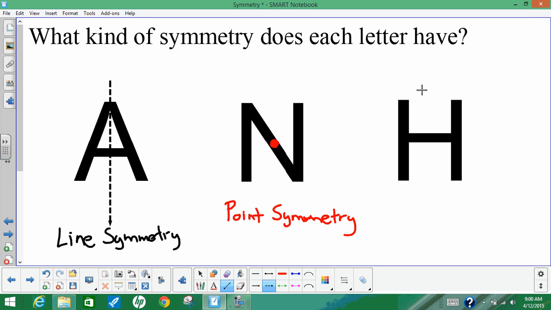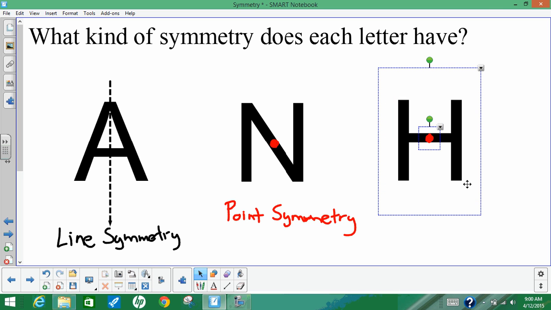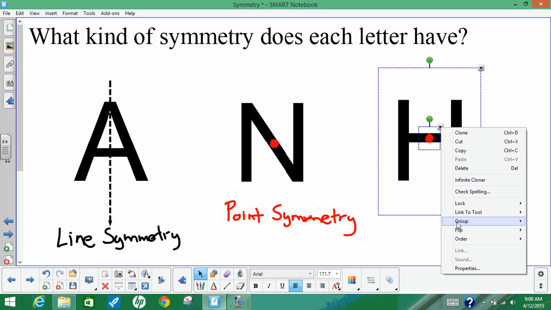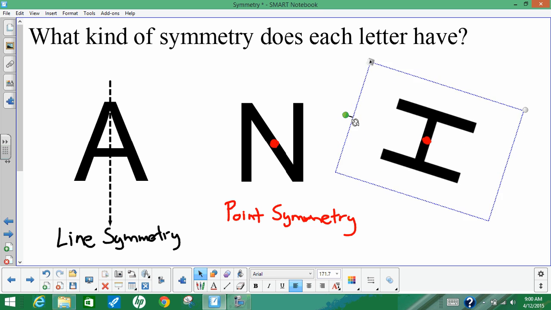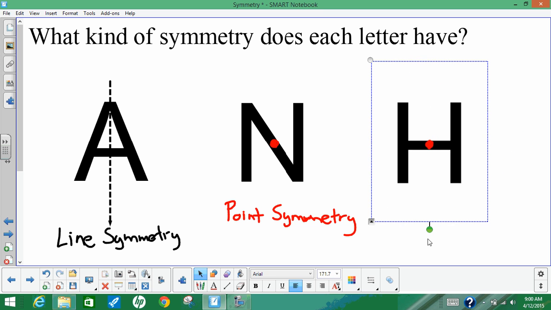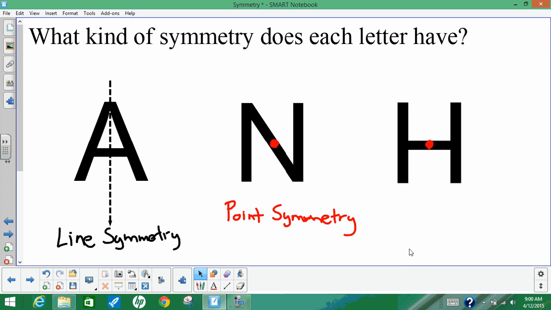If we look at H, we'll look for point symmetry first. I believe if we draw a point in the center, and we rotate this letter 180 degrees, it looks the same. So it has point symmetry.